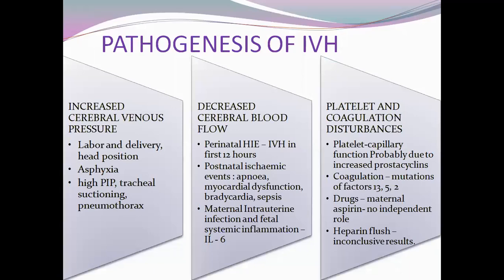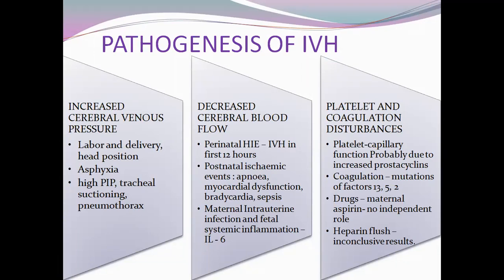And the other vascular factors include increased cerebral venous pressure, as occurs in difficult labor and delivery with extreme head flexion or extension, when the neonate is asphyxiated, and when we are delivering high inflation pressures, tracheal suctioning and pneumothorax. And decreased cerebral blood flow, as occurs in perinatal hypoxic ischemic encephalopathy, where the IVH is evident within the first 12 hours. And postnatal ischemic events like apnea, myocardial dysfunction, sepsis and bradycardia have also been associated with decreased cerebral blood flow.